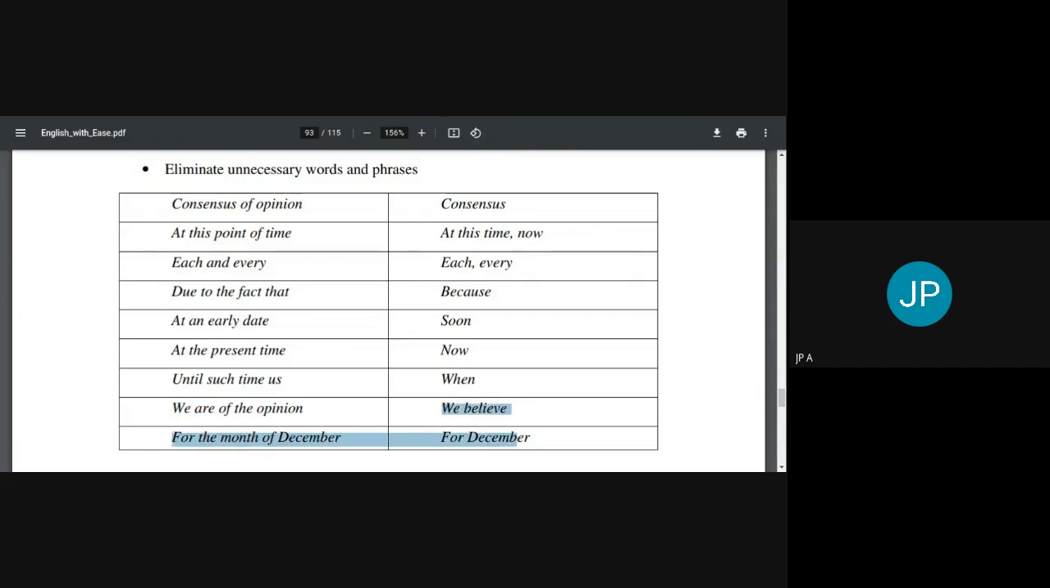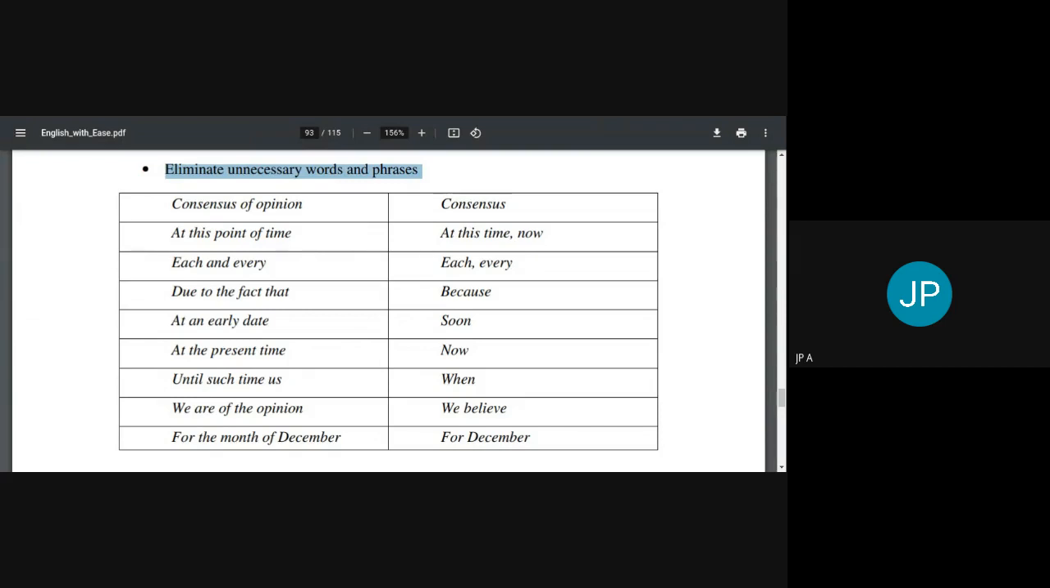Similarly, for the month of December, everybody knows that December is a month. So there is no need to say that month. So you can just say for December. The month of is unnecessary. So we can eliminate unnecessary words and phrases not only when you prepare a report, but also when you speak. You can remove unnecessary words and use plain English. Plain English is a campaign which is going on world over to make language learning and understanding easier. So that is the purpose of using plain language.